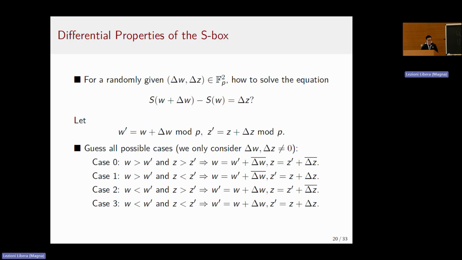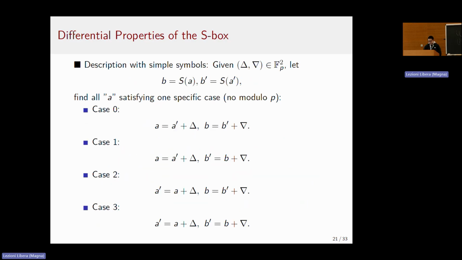For each case, for example case 1, if we can find W equals W' plus delta W bar, and Z equals Z' plus delta Z bar, then we find a possible solution for W. We just proceed case by case to find all possible solutions of W. The problem can be restated with some simple symbols.